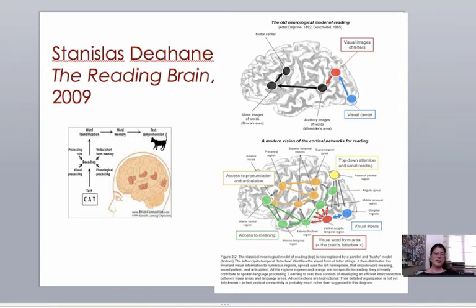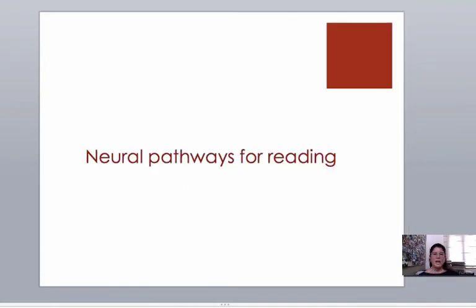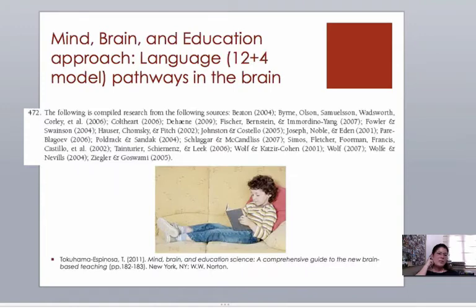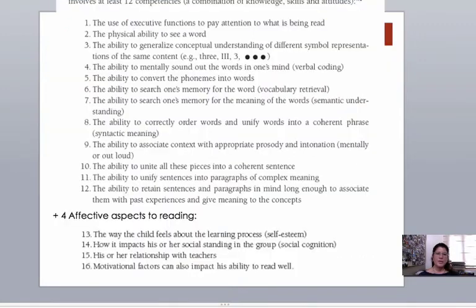And this again is Stanislas Dehaene's work. So the neural pathways for reading can be broken down into, up to today, and I would say that this is probably going to change, 12 neural pathways that are necessary for reading, plus 4 affective pathways that I was able to identify based on the work of all these other wonderful researchers.